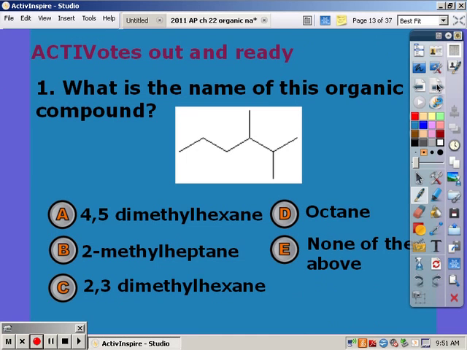Another way that you can see a molecule is like this. Every point is a carbon atom. So go ahead and pause the video and try to figure this one out on your own.